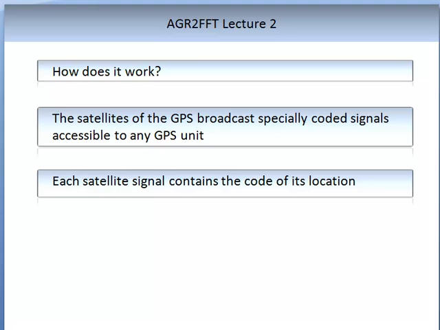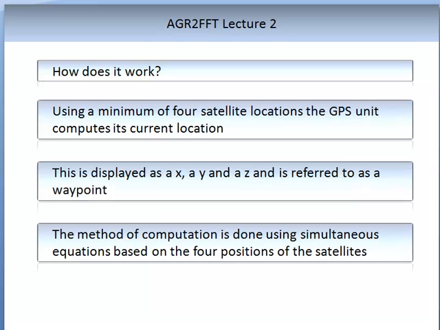So, how does it all work? Well, the satellites of the GPS broadcast specifically coded signals which are accessible to any GPS unit. Each satellite signal contains the code of its location. Using a minimum of 4 satellite locations, the GPS unit computes its current location. This is displayed by 3 units: X, Y and Z, and is referred to as the waypoints.